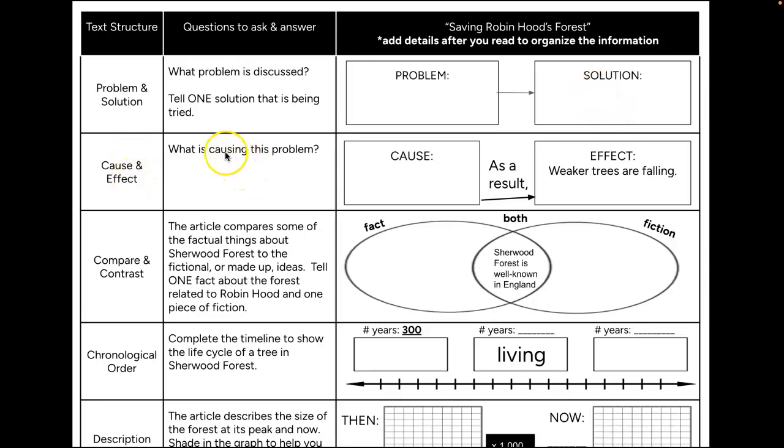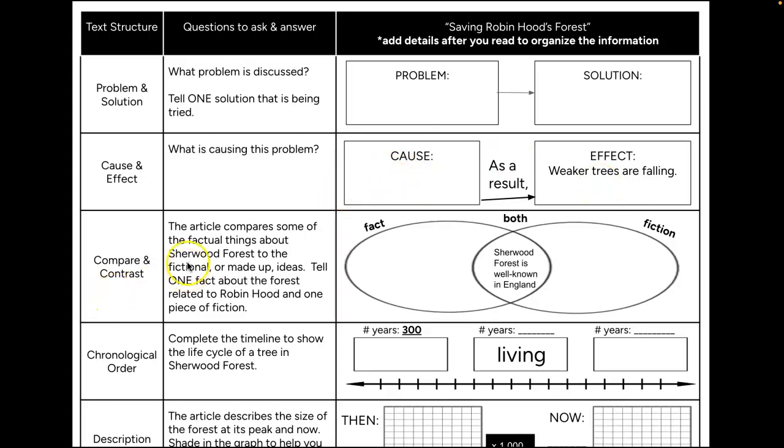For cause and effect, it's talking about what's causing the problem. And in effect, there are weaker trees that are falling. And I want you to come up with, well, what's causing that? There's a direct event or a direct thing that's happening that is weakening the trees and causing them to fall over. So you're going to put that here.